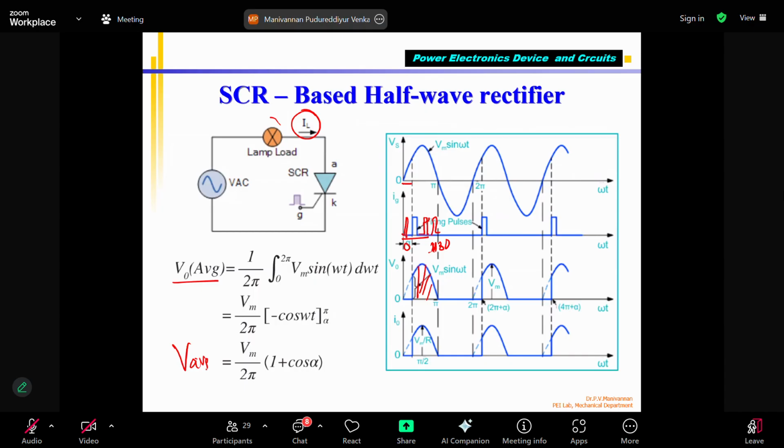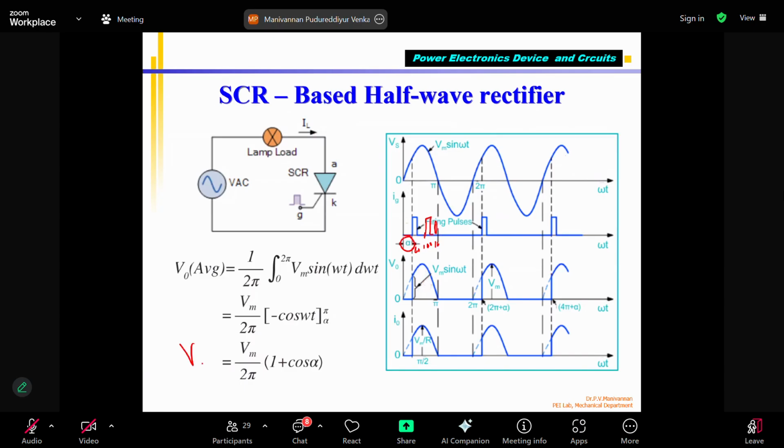Correct? So, for example, you will be asked a simple problem in the exam: draw the SCR based half-wave rectifier, show its working using these waveforms, and also compute what will be V average, where alpha is called the conduction angle. Correct? So this is called alpha. Here, for example, I told you 60 degrees. The pulse can be given here at 100 degrees, or here at 150 degrees. Not beyond 180, because it is a half-wave rectifier.